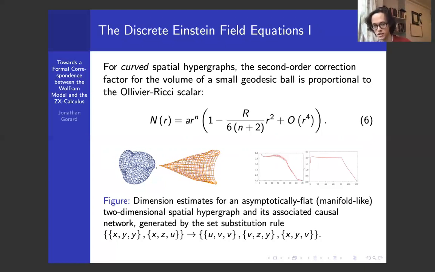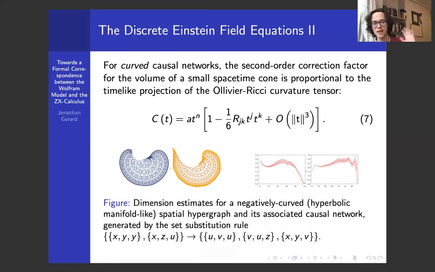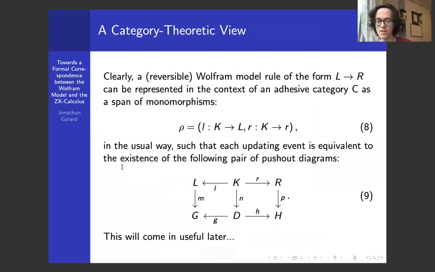But if the limiting manifold is curved, then there's a correction factor proportional to the Ricci scalar, or in our case, to the discrete analog of that, which is the Ollivier-Ricci scalar. You can do the same analysis for the causal graph. In that case, you're now growing out a finite cone, a spacetime cone, and you get a correction term proportional to a time-like projection of this discrete Ollivier-Ricci curvature tensor. Then by enforcing the constraint that the manifold has a finite limiting dimension, that in turn forces certain constraints on the Ricci tensor, and you can prove in the most general case that those constraints are exactly the Einstein field equations. Anyway, that's an amusing part of the model, but I'm not going to talk about it too much here.